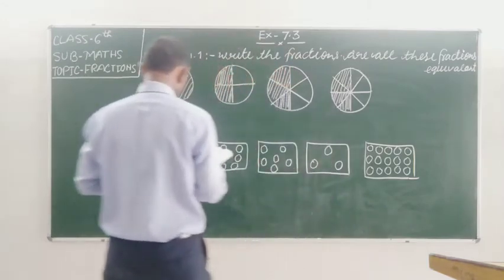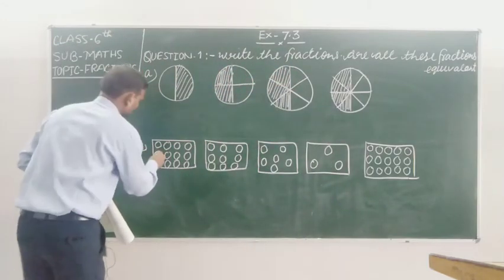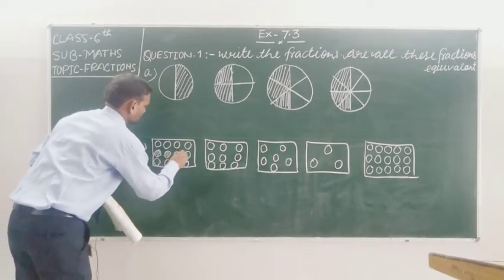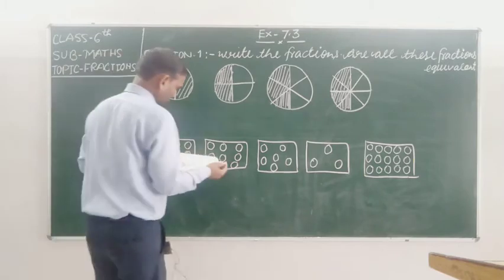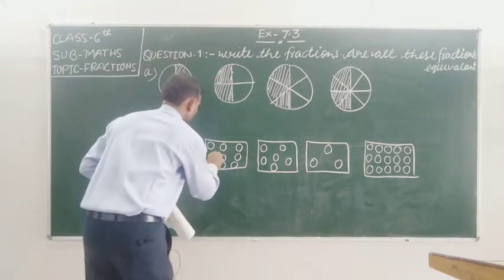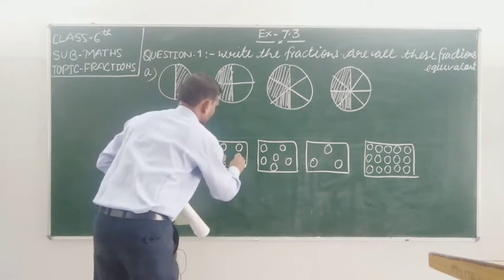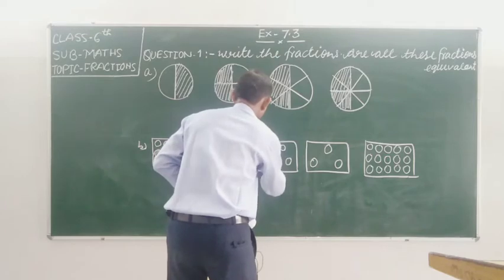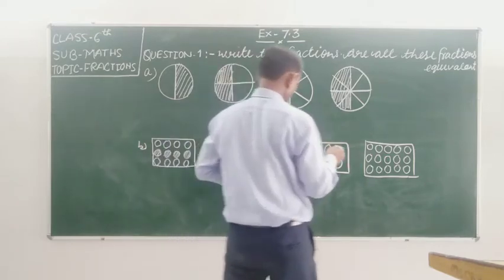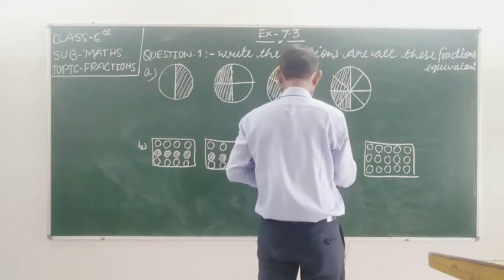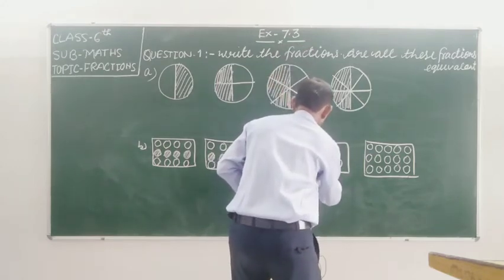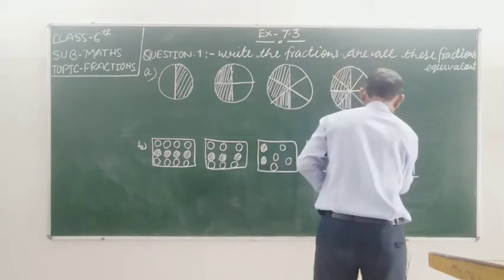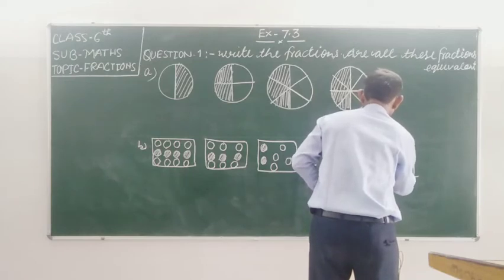And in part B, student, 4 circles are shaded, colored 4 circles, and in second rectangle 3 circles are shaded. In third rectangle 2 circles are shaded, and in fourth rectangle 1 circle is shaded, and in last 6 circles are shaded.